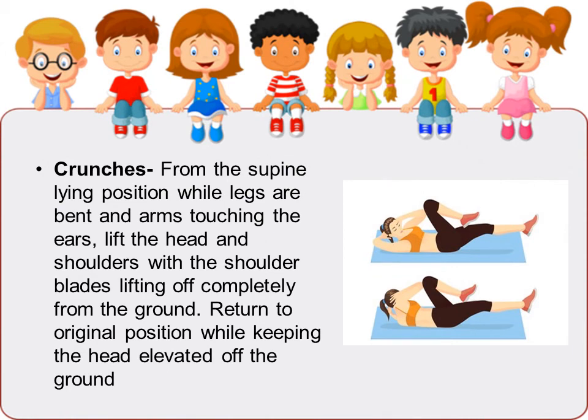Next, we have the crunches. From the supine lying position with legs bent and arms touching the ears, lift the head and shoulders with the shoulder blades lifting off completely from the ground. Return to the original position while keeping the head elevated off the ground.